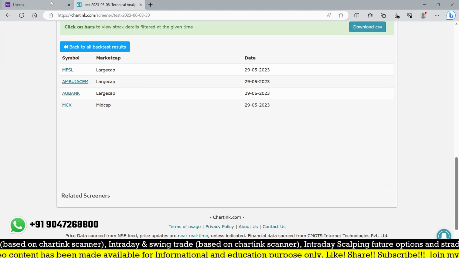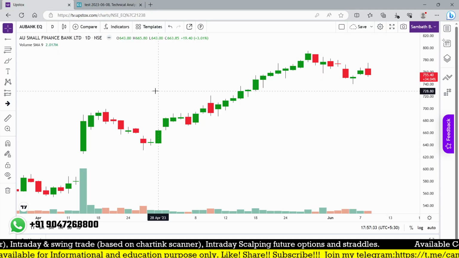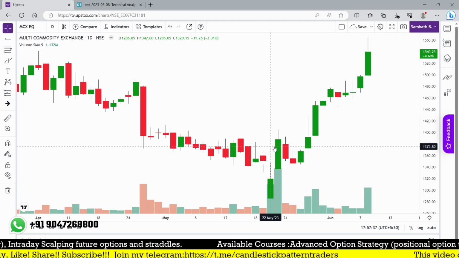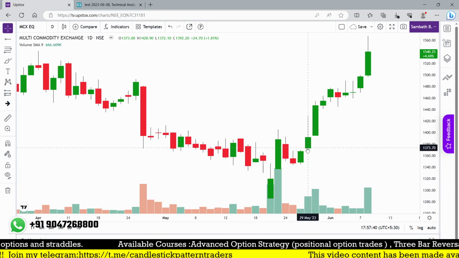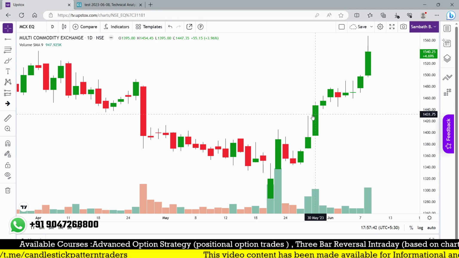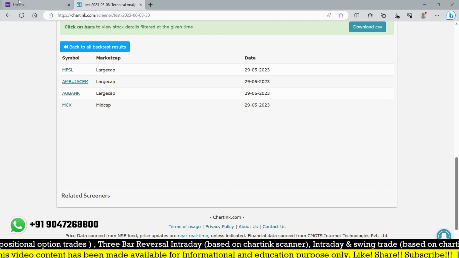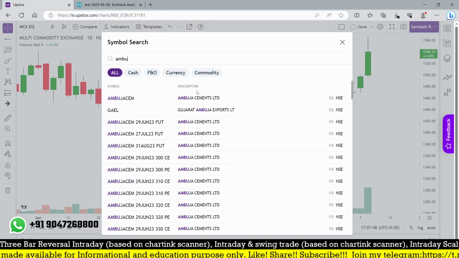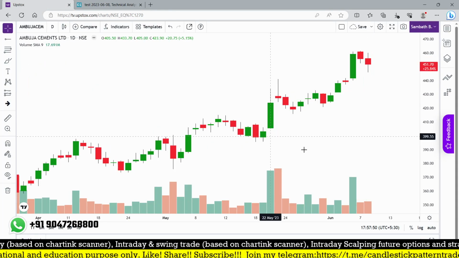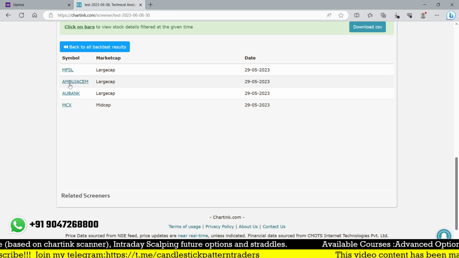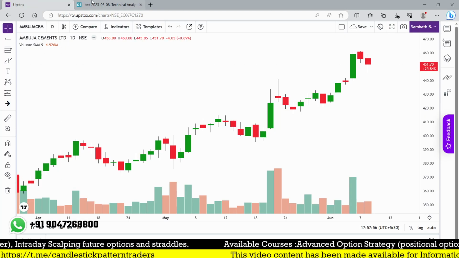And any other stocks like MCX, Ambuja Cement, IBC in MCX. That was a nice one. So here it has given you such a big opportunity and works well, and that's okay. And Ambuja Cement, AU Bank. So Ambuja Cement we have to check. Ambuja Cements, it's happening 29th. That we have already seen, right? And MFSL, Ambuja Cement, AU Bank, MCX, all four we have seen.